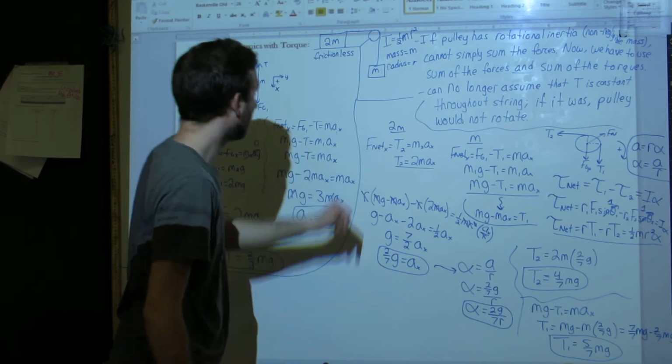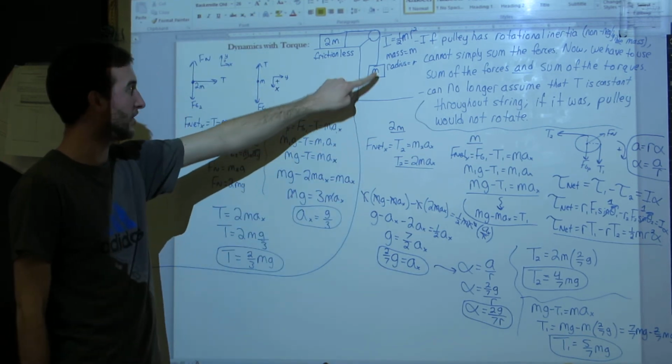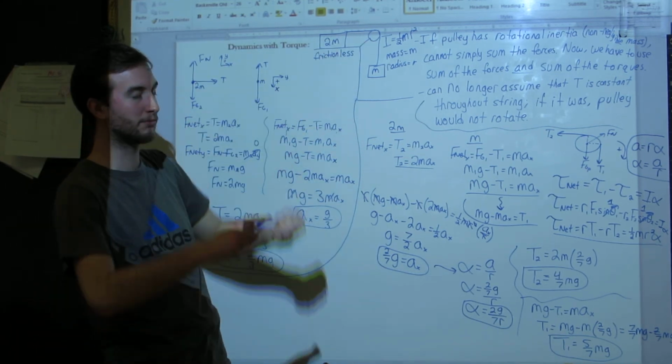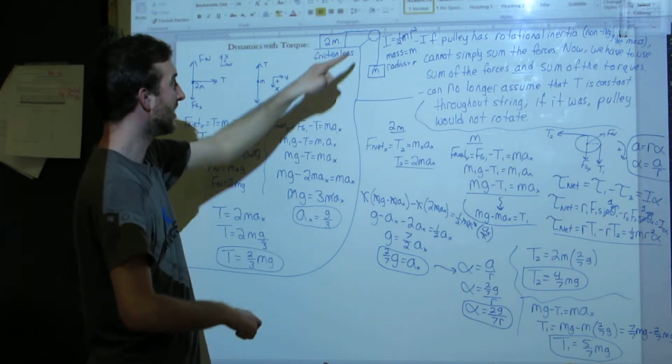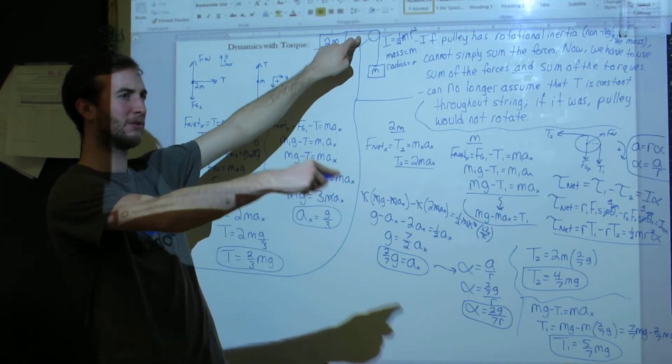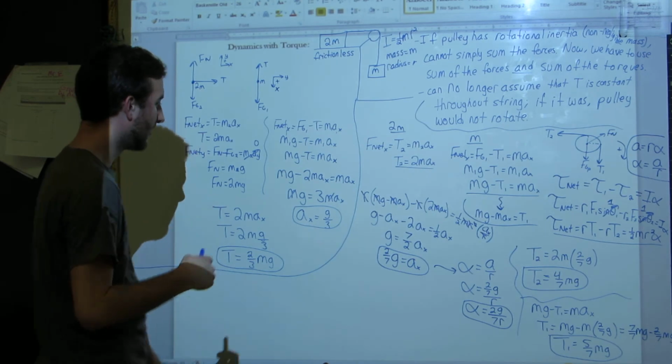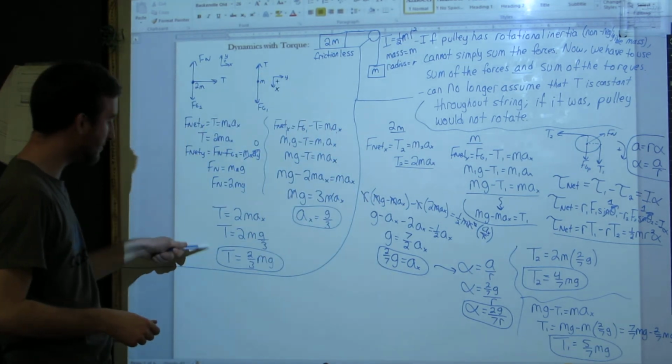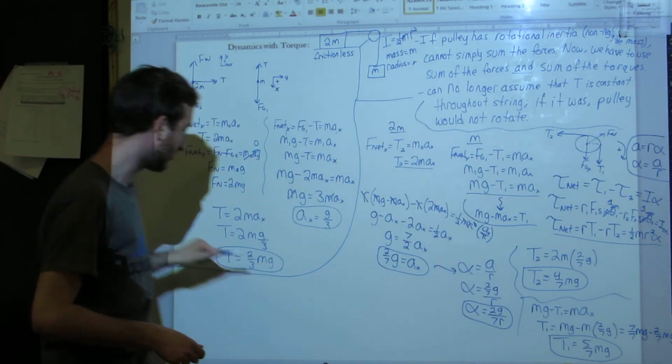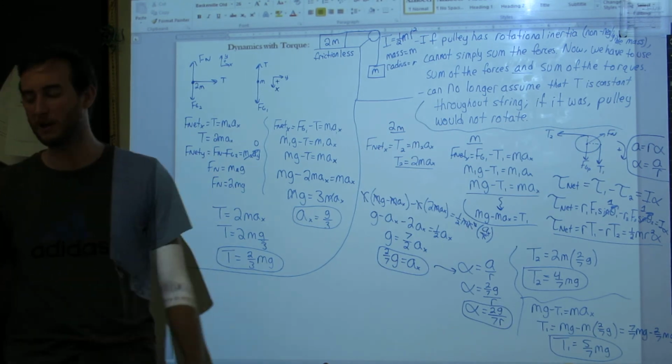Which one is bigger? Kind of makes sense. This tension has to be bigger because it has to make the pulley rotate clockwise. If this was bigger, then that would mean that the pulley rotated counterclockwise. Wouldn't make any sense. This tension is slightly bigger than this. This tension is slightly less than this. So there are very minute changes.